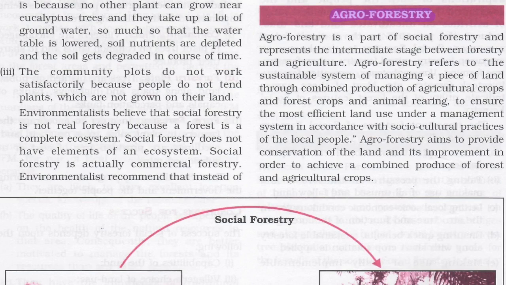Agroforestry. Agroforestry is a part of social forestry and it represents the intermediate stage between forestry and agriculture. Agroforestry refers to a sustainable system of managing a piece of land through combined production of agricultural crops, forest crops and animal rearing to ensure the most efficient land use under a management system in accordance with the socio-cultural practices of the local people. Agroforestry aims to provide conservation of the land and its improvement in order to achieve a combined produce of the forest and agricultural crops.